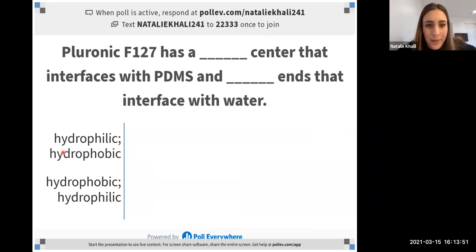All right, let's reveal the answer. So most of you said the center was hydrophobic and the ends were hydrophilic. That is correct. So the hydrophobic center will preferentially adsorb onto the PDMS surface, which is hydrophobic, and the hydrophilic ends will lift off into the water-based solution.